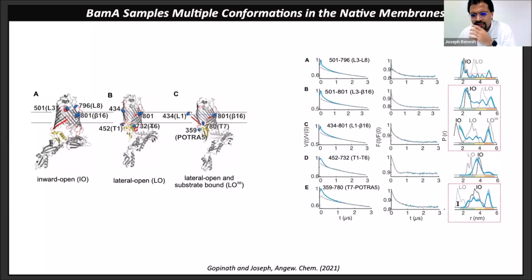So one interesting observation here is that we see distances corresponding to lateral open conformations. And if you look into the structures in the lateral open conformation, POTRA 5 should move close to the barrel, shifting from inward open to the lateral open conformation. But here we don't see distances corresponding to the lateral open conformation for POTRA 5. And we speculate that this is likely because transducing the conformational changes of the barrel to the periplasmic domain likely requires the lipoproteins, and we don't have lipoproteins in our sample. So possibly that indicates the functional relevance of the lipoproteins.